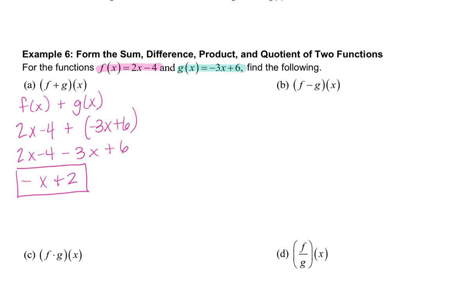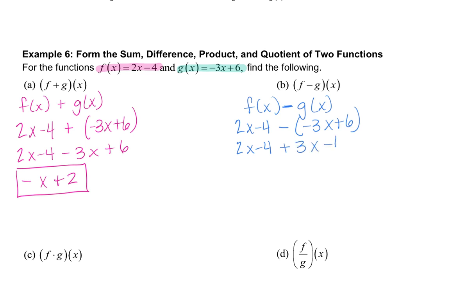All right. In part B, they want me to subtract them, so that just means f of x minus g of x. Be careful of the negative sign. That means you're going to have some parentheses involved. So f of x is 2x minus 4 minus g of x, which is -3x plus 6. 2x minus 4 plus 3x minus 6. 5x minus 10.